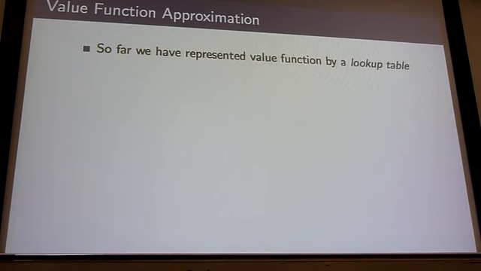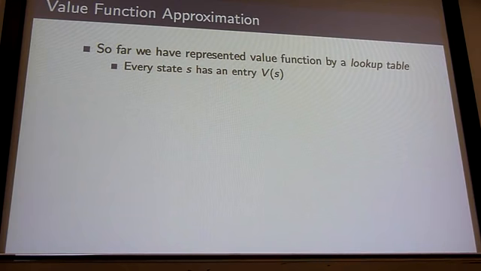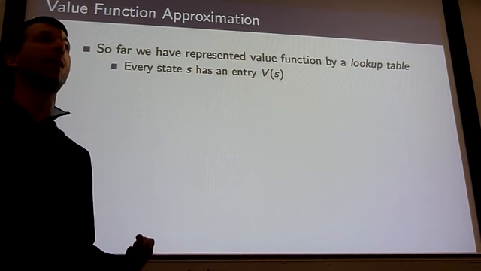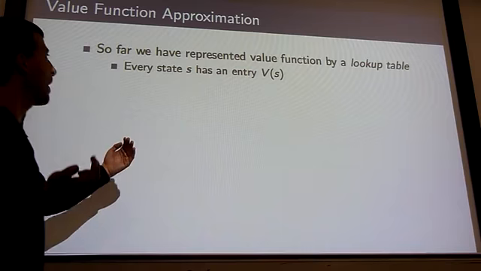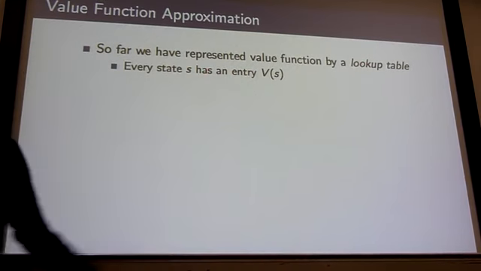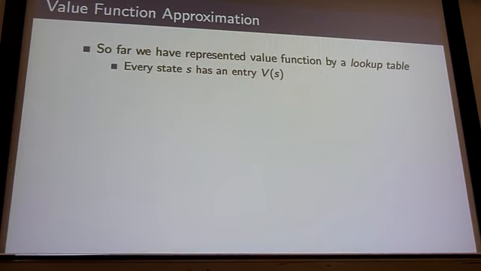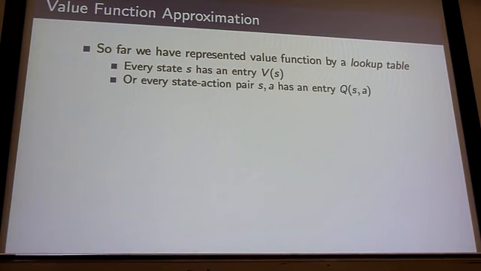So in the lectures so far, what we did was we basically represented the value function by a lookup table. So what we mean by that, we basically mean that every single state has its own entry in this table. For every state, we estimate the value of that state separately. So if you have 1 million states in your state space, well then you need 1 million entries in this lookup table. And you have to estimate the values of each of those separately.